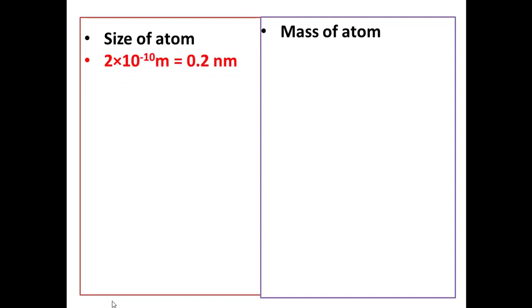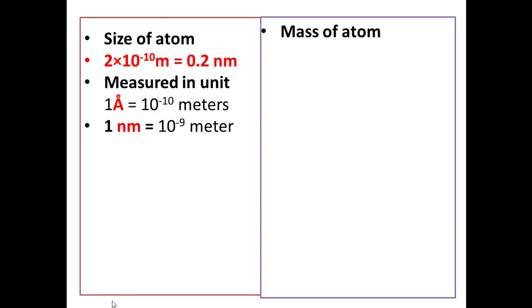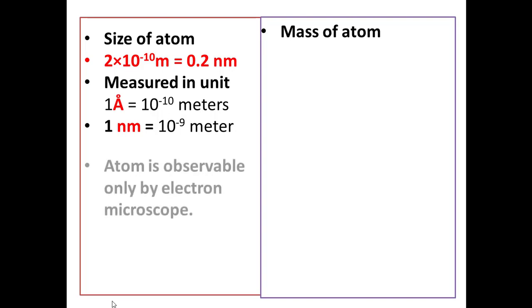When we talk about the size of an atom and the mass of an atom, the size of an atom is very small, so it can be measured in a unit that is nanometer. The size of atom which was found was about 2 × 10^-10 meter, and it is equal to 0.2 nanometer. So the units which are used to measure the size of atom are angstrom, where 1 angstrom is equal to 10^-10 meter, and the other unit is nanometer, where 1 nanometer is equal to 10^-9 meter.